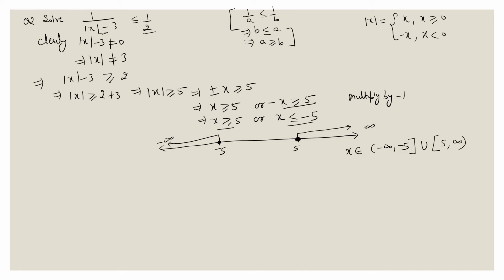But still the solution is not complete. Why? Because one additional condition was also there, that mod of x minus 3 is not equal to 0. So if it is not equal to 0, that means either my mod of x minus 3 is greater than 0 or it is less than 0. Okay. So if it is greater than 0, then what happens? And if it is less than 0, then what happens? So let us discuss these cases separately.